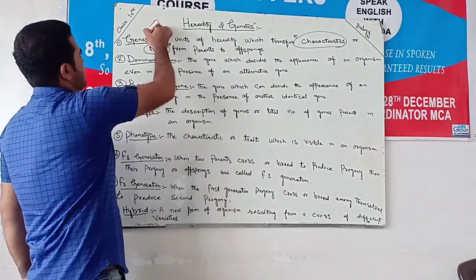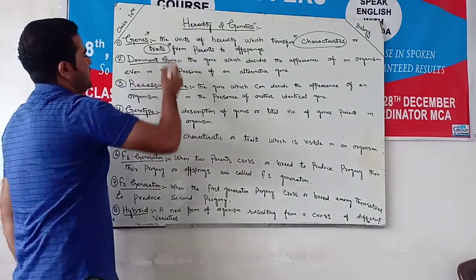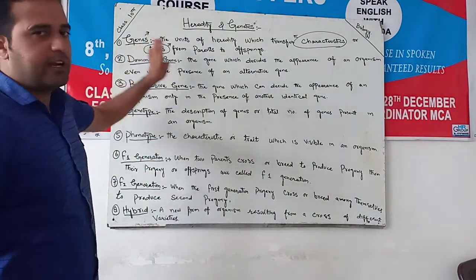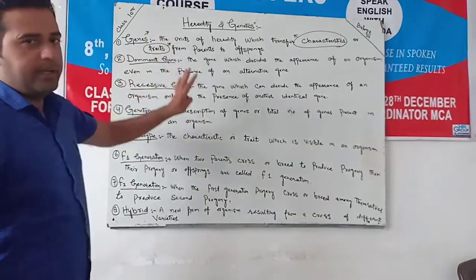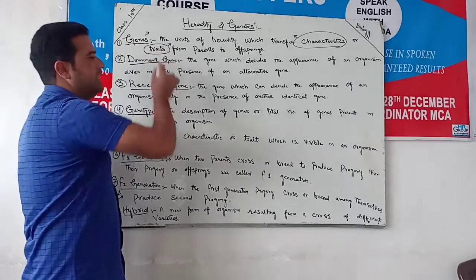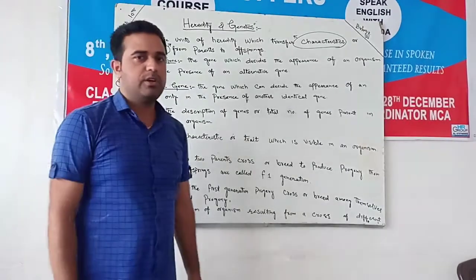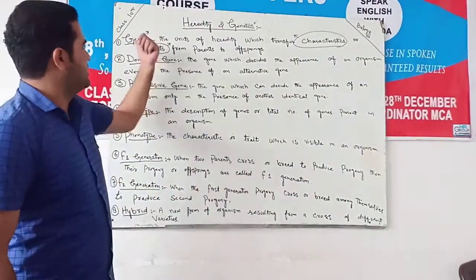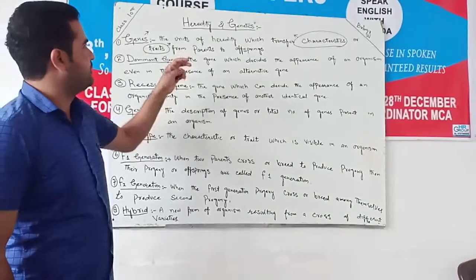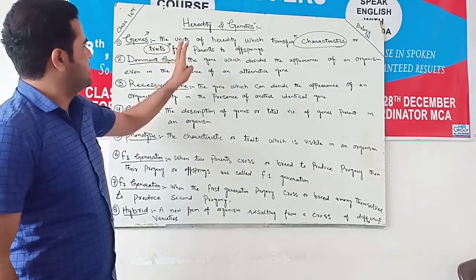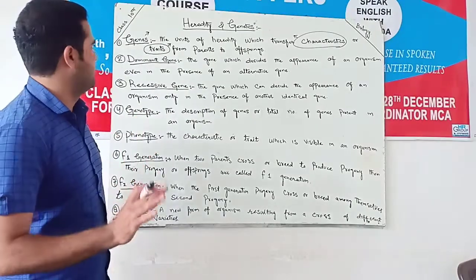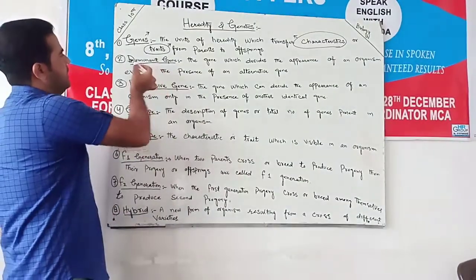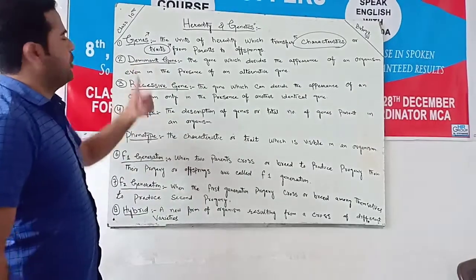Mendel referred to these genes as factors, as at the time of Mendel, these genes or the DNA were not discovered, so he named these genes as factors. Characteristics, traits or factors, these are the same. Number two is the dominant gene.